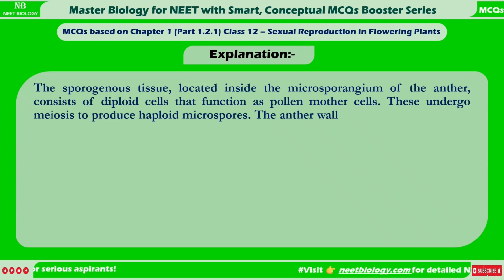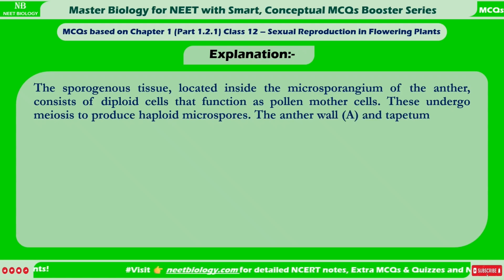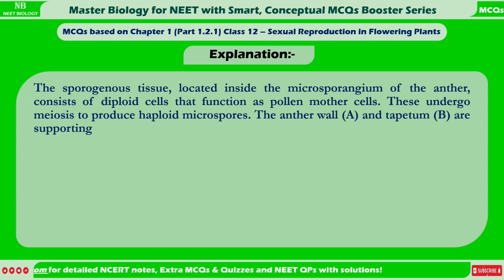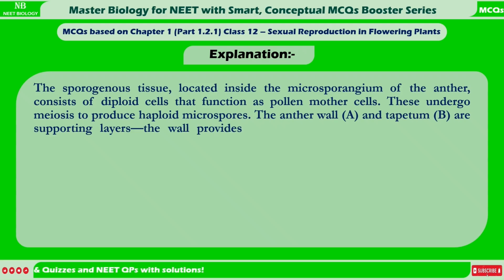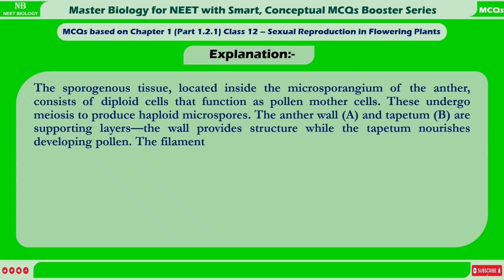The anther wall, A, and tapetum, B, are supporting layers. The wall provides structure while the tapetum nourishes developing pollen. The filament, D, merely supports the anther. It is not involved in microspore production.